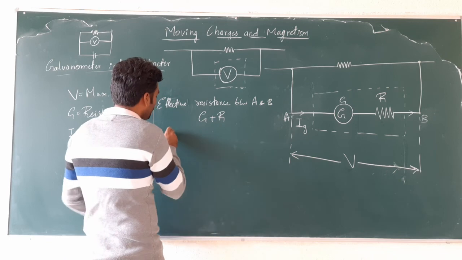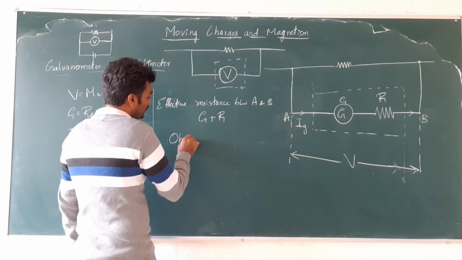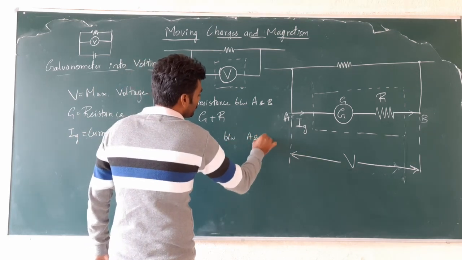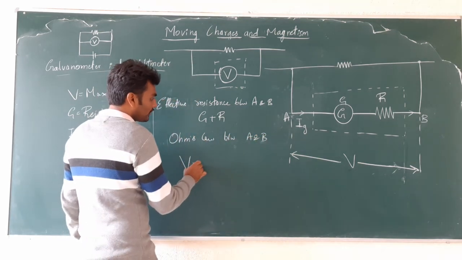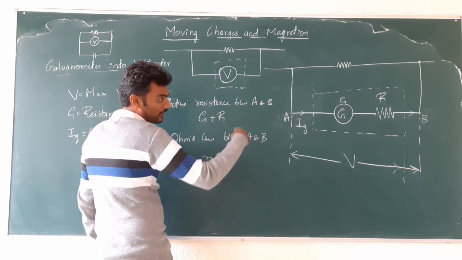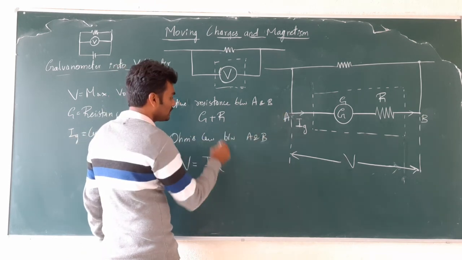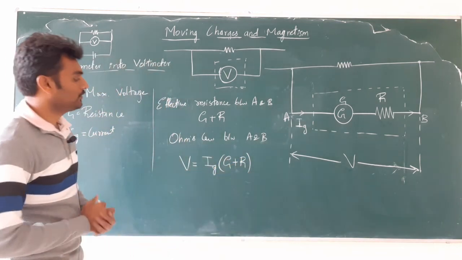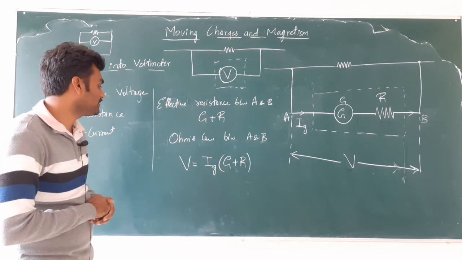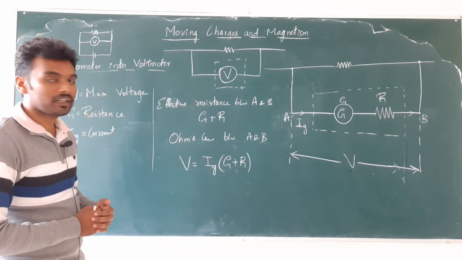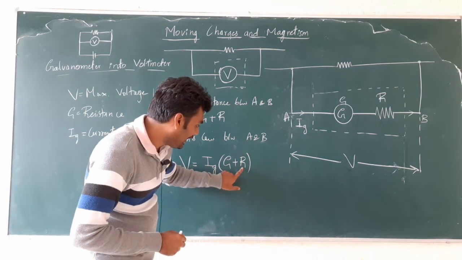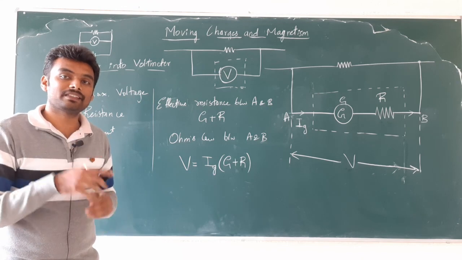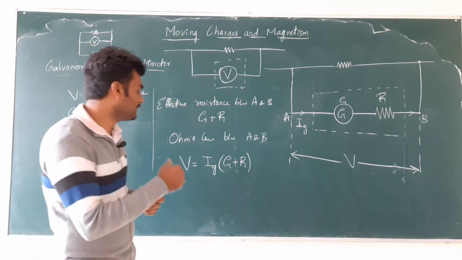So applying Ohm's law between A and B, V is equal to IR. So V is equal to the current flowing, IG, times the effective resistance of the two resistances in series, G plus R. That's it. We have an expression which can give us the relation between V and R, right? But what we need is R expressed, right? Because even in the previous derivation it was the value of S which we needed to get.